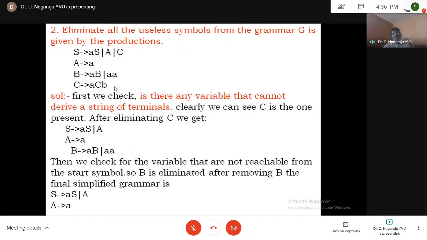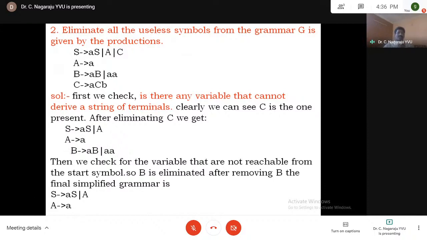Just remember, are you following? Yeah. So that is AS or A or C. Then you see the productions are removed. Then we are getting S is equal to AS or A. So next, again you see that B is in no way connected to S. B is in no way connected to S. So that's why we can remove the production of B also. We can remove the B.